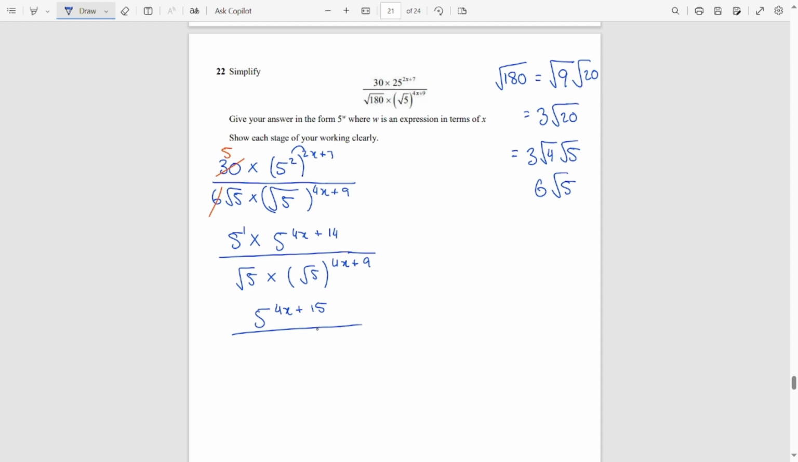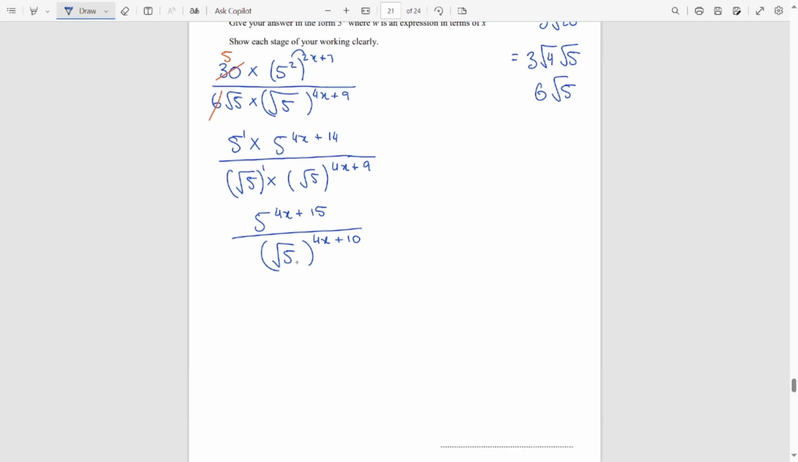And I can actually do the same thing on the bottom, because we have root 5 all to the power of 1 times root 5 to the 4x plus 9. So this is going to be the root 5 all to the power of, and I'm going to add those two indices, 4x plus 10. Now this is really close now to being simplified into just 5 to the something. I know that root 5 is the same as 5 to the half. So let's change that. We have 4x plus 15 over 5 to the half all to the power of 4x plus 10.